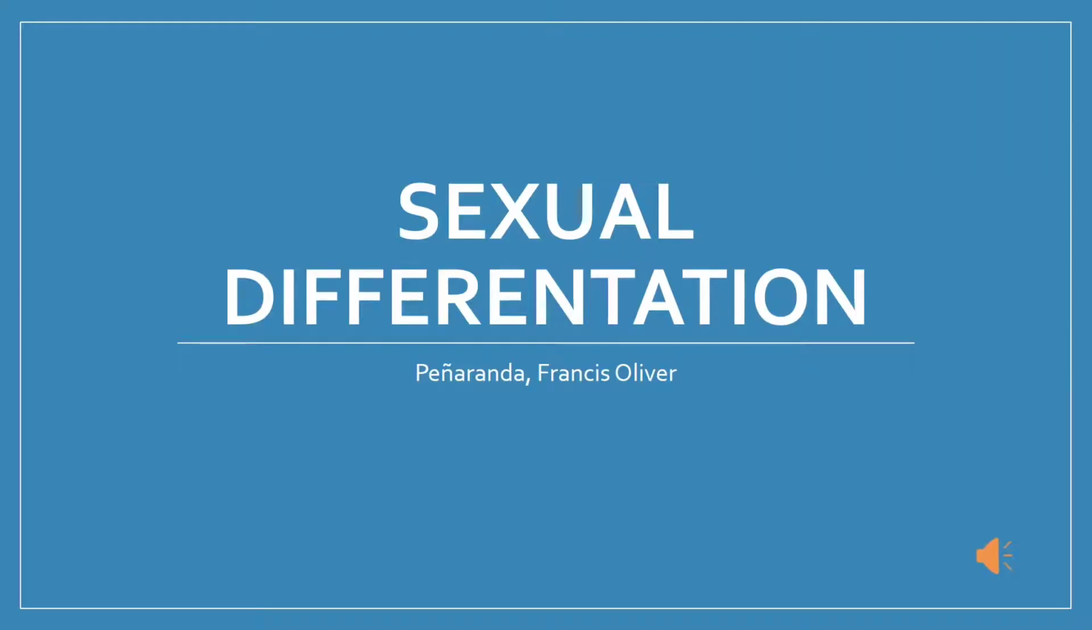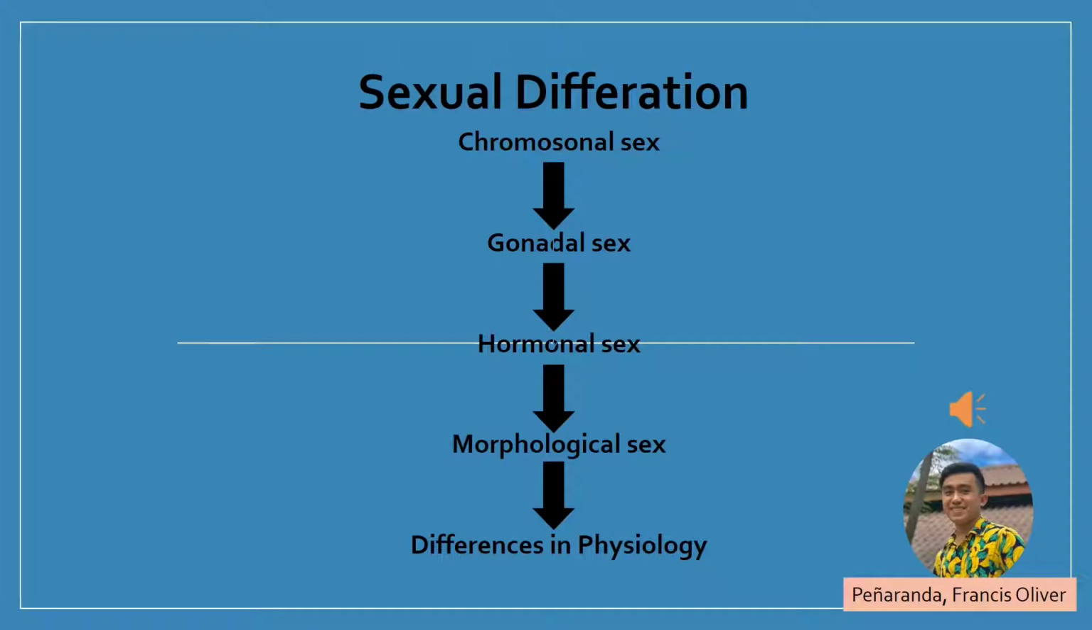Sexual differentiation. There are four types of sexual differentiation: the chromosomal sex, gonadal sex, hormonal sex, and morphological sex. And the final is the differences in physiology of those four differentiations.